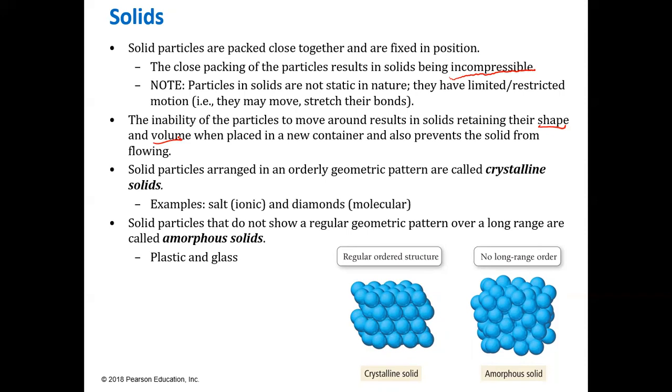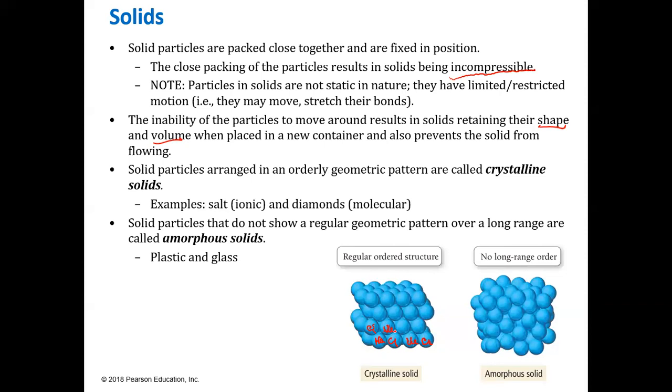Solids arranged in an orderly geometrical pattern are called crystalline solids. An example is salt, an ionic compound. If this was my crystalline solid down here, it'd be NaCl, Na, Cl. They alternate positive, negative. All ionic compounds do that, actually. Or it could be a diamond, which is a molecular structure of just carbon.